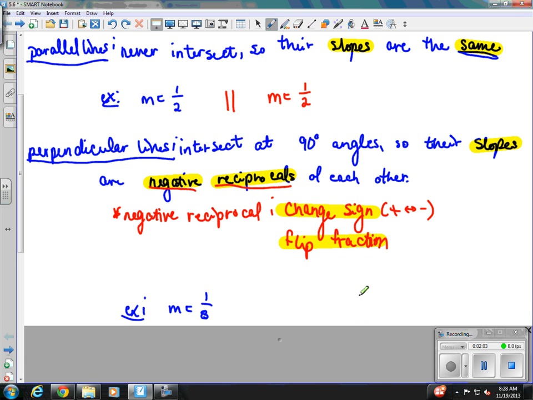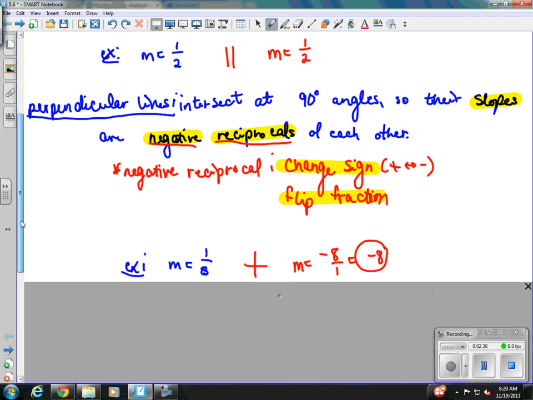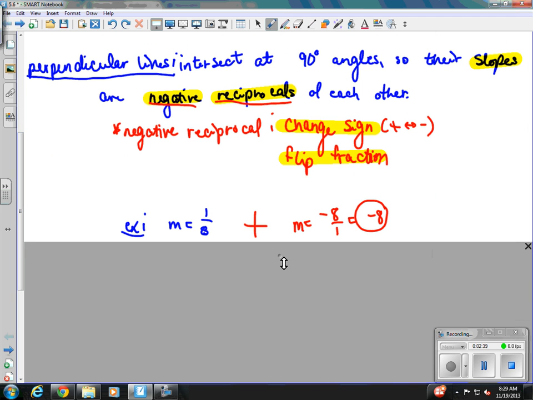So if I give you the slope 1/8 and ask you to find a slope that's perpendicular to it, which means it crosses, then we would say if this slope's positive, my new slope needs to be negative. If this slope is 1/8, my new slope is going to be 8/1. And as always with slope, you want to see if it can reduce. So -8 divided by 1 is -8. So a slope perpendicular to positive 1/8 is -8. Perpendicular is a little bit trickier, so let's do one more.